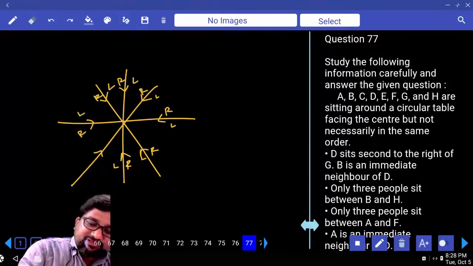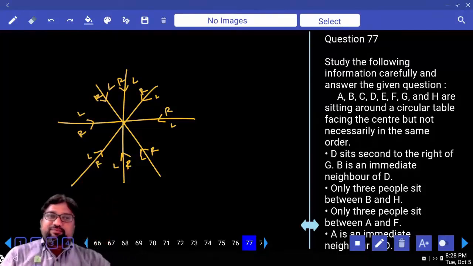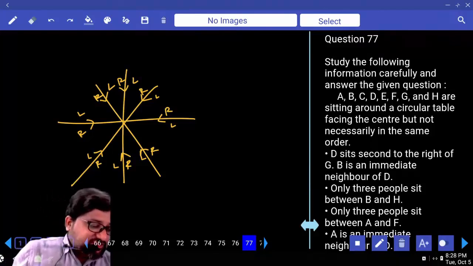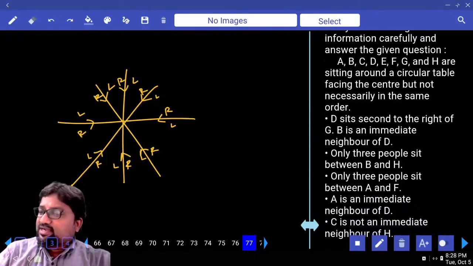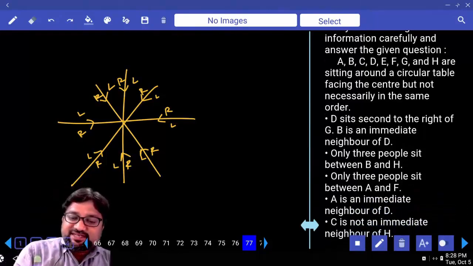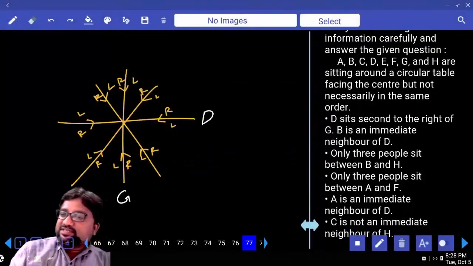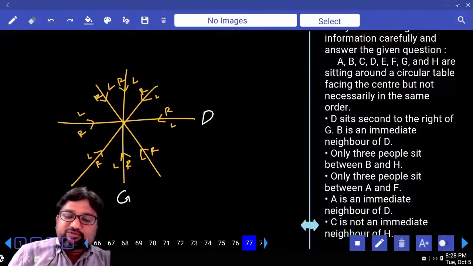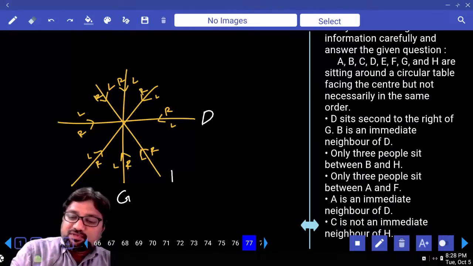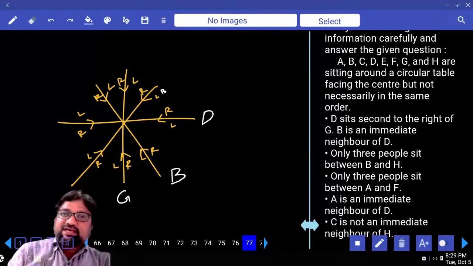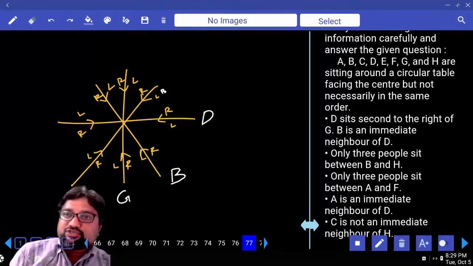This right and left should be mentioned only for those students who have recently started their practice. So what's the first point here? D sits second to the right of G. And if I consider G here, second right is D. B is an immediate neighbor of D. How many possibilities? Will you split into 2 cases? No. B. And there is also a possibility where I can bring back B here, but that will be on the later stages, not now.